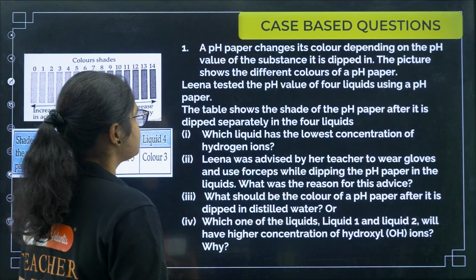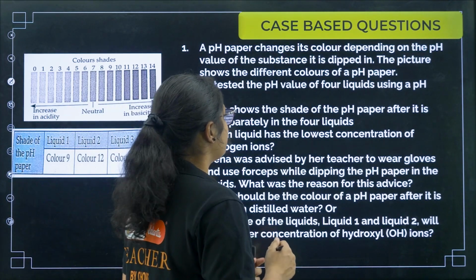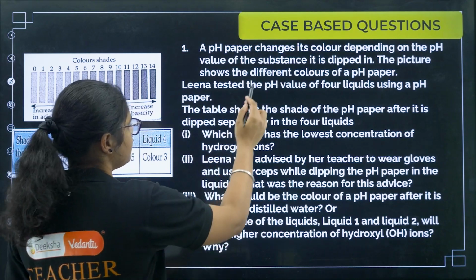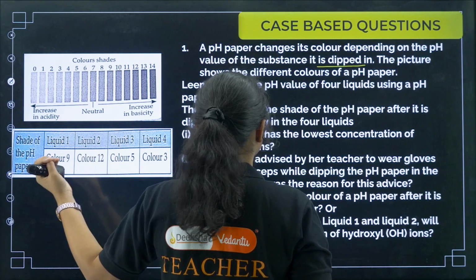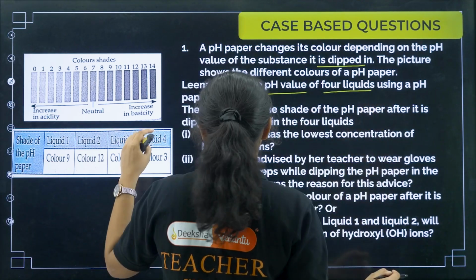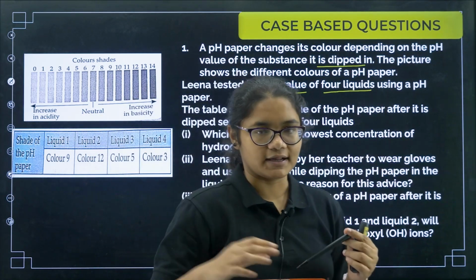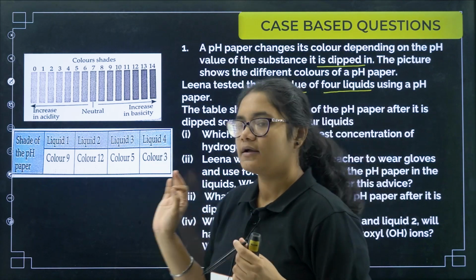Clear? Next, we'll go to a case based question here. This is a very interesting question. A pH paper changes its color depending on the pH value of the substance it is dipped in. The picture shows the different colors of a pH paper. Lina tested the pH value of 4 liquids using the pH paper. The table is there. Liquid 1 has color 9, liquid 2 has color 12, liquid 3 color 5, and liquid 4 color 3.